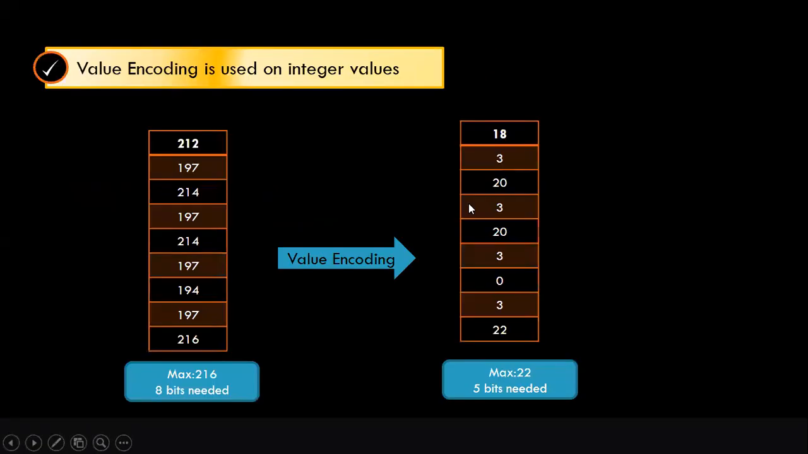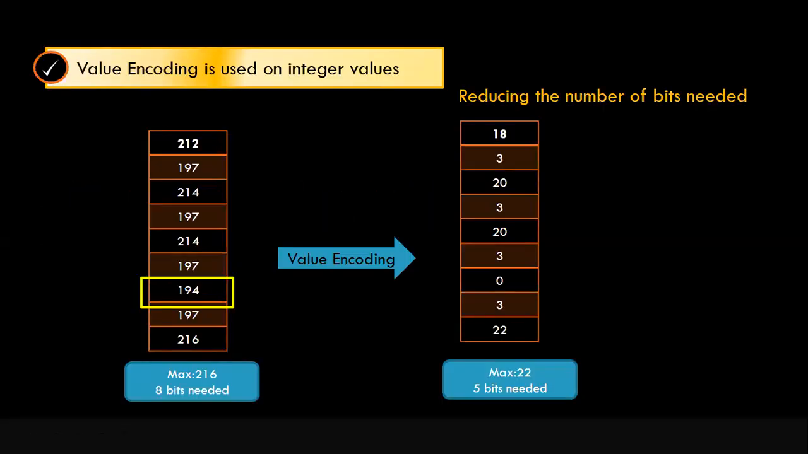Value encoding is done by the xVelocity engine for integer values. For example, these are the values stored in your column. What is the maximum value? 216. It requires 8 bits to store this data. In the case of value encoding, it first finds out the minimum value.